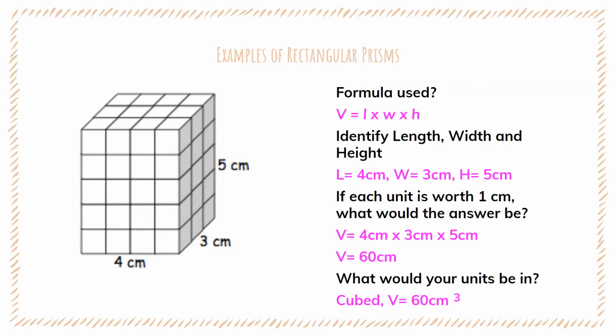And then it says, what would your units be in? So our units would be cubed for volume. So volume equals 60 centimeters cubed. So again, that's super important for us to remember and write down because that is the units for volume.